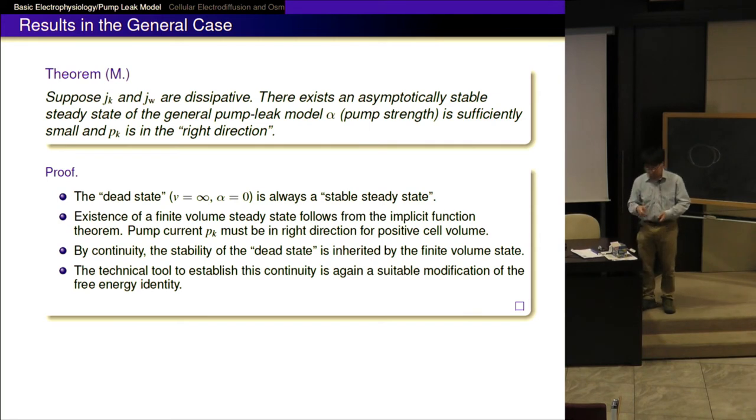V equals infinity is stable in the sense that if you turn off the pumps, the cell explodes. Why doesn't it shrink? Because inside the cell you have impermeable solutes, but outside the cell you don't. So if I don't have any pumps, water is going to continue to seep in, and the cell will just explode.